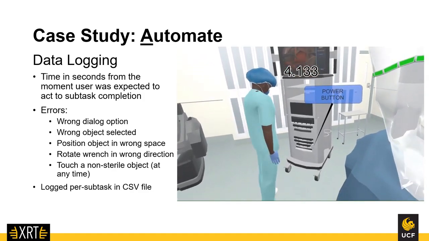In addition to subtask time, we also record any errors performed during the subtask, such as selecting the wrong dialogue option, as well as whenever the patient breaks sterility at any time throughout the procedure. Depending on the training task, there may be other salient values to record. We logged our values per subtask in a CSV file for our later analyses.